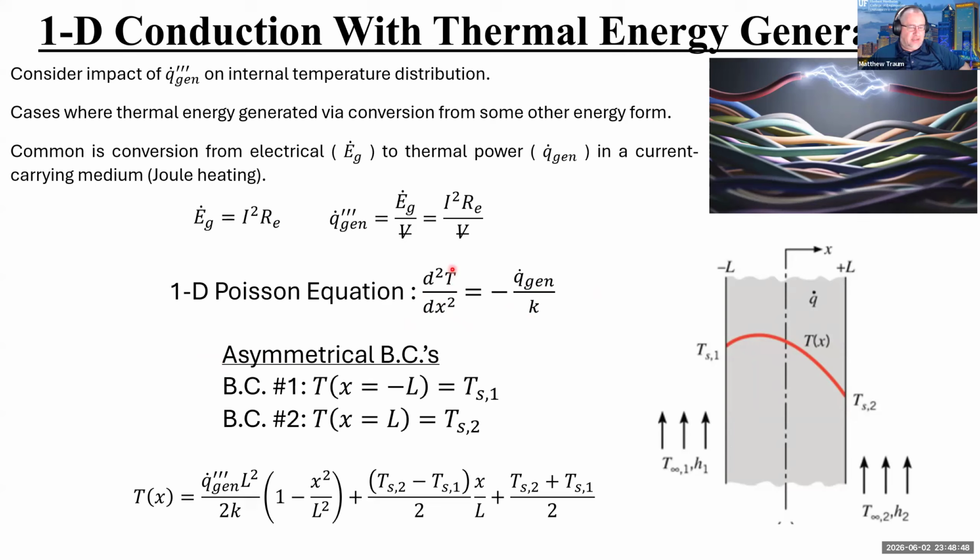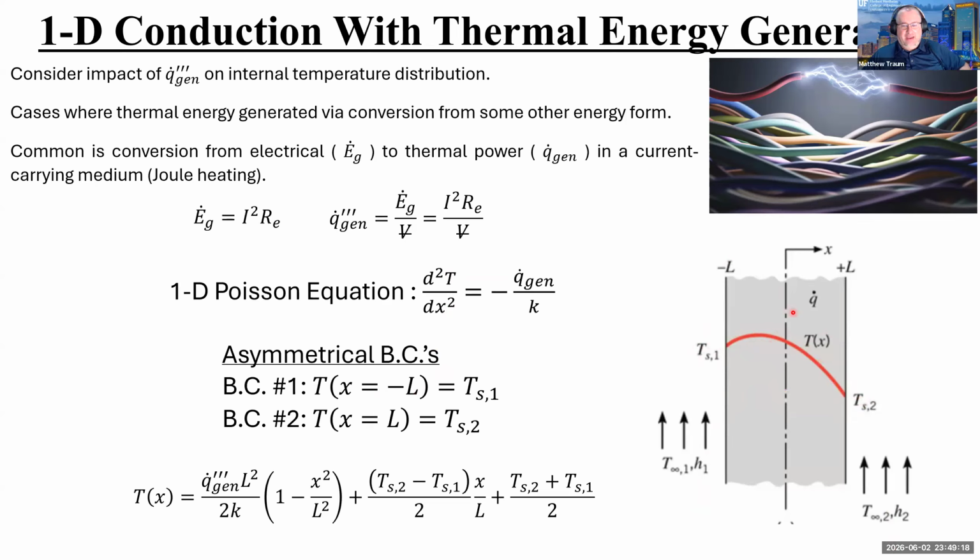Again, it's a second order derivative in space, so I need two boundary conditions. I have a plane wall. This is the exact plane wall that I've been talking about before, right? So it's got a hot convective boundary condition on the left side. It's got a cold convective boundary condition on the right side, and there's some temperature profile on the inside. This temperature profile is no longer just a straight line.